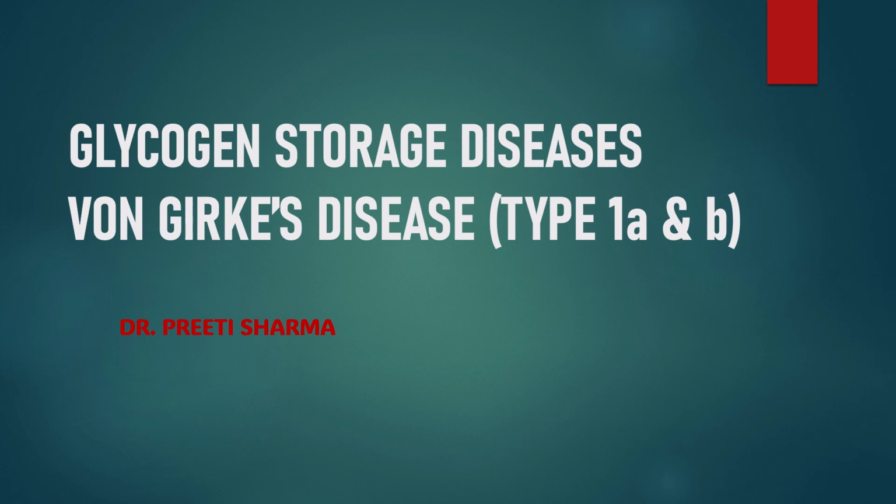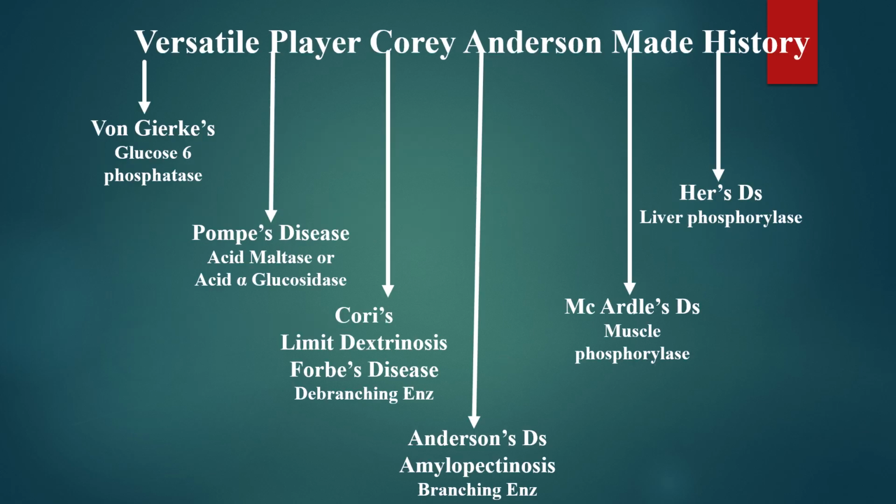Let's discuss glycogen storage disease. Glycogen storage disease is a group of genetic diseases that results from a defect in an enzyme required for either glycogen synthesis or degradation, characterized by deposition of either normal or abnormal kind of glycogen. There are around 13 types of glycogen storage diseases, but here we'll be discussing a few of them.